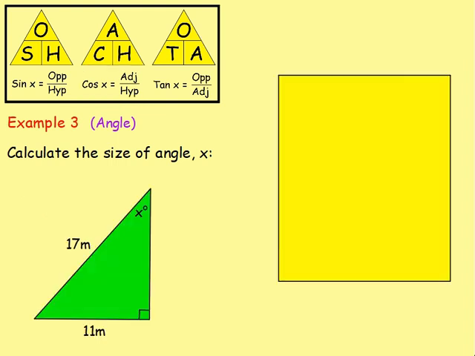Let's do it. Example 3, again finding an angle. So we've got a right angle triangle. We know it's a SOHCAHTOA question. We are wanting to find this angle. How do we start it off? What do we do? Label your sides.